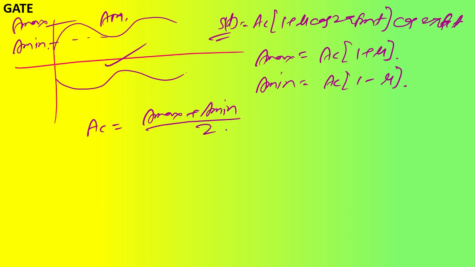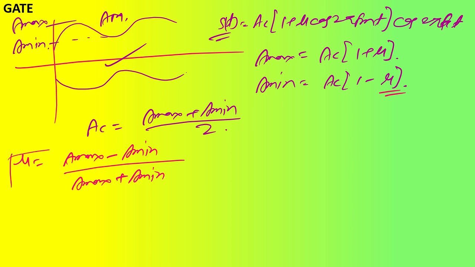Similarly, if you try to find out what is your mu from here, so mu will become A max minus A mean divided by, see, if you subtract A max minus A mean divided by AC, 2AC will come, so 2AC will become A max plus A mean. So this is a very important formula for your modulation index. Alright.